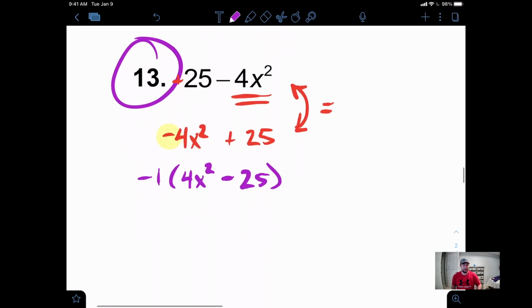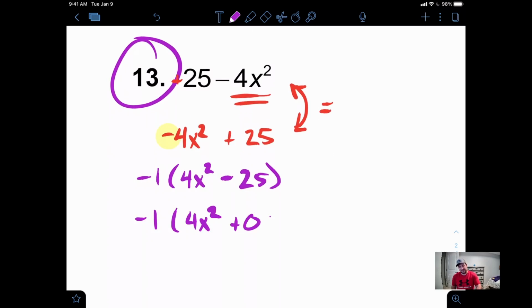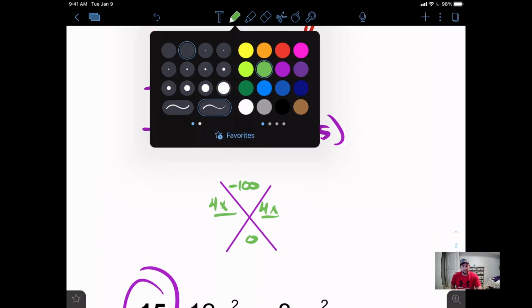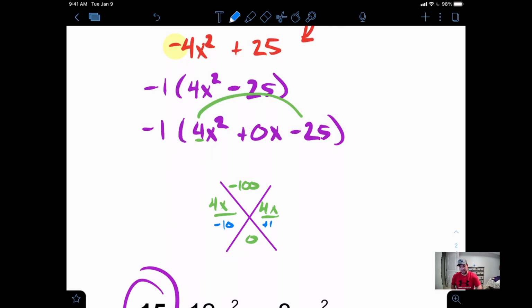Now, at this point, let's try to factor this. So we're going to add in our missing term, that's 0x, like we've done for a lot of these other problems. So coming over here, my top number is going to be a times c. So 4 times -25, which will give us -100. Our bottom number will be 0. On the side, I'm going to have 4x and 4x. I need two numbers that multiply to give me -100, that add to give me 0, which would be, how about negative 10 and positive 10?